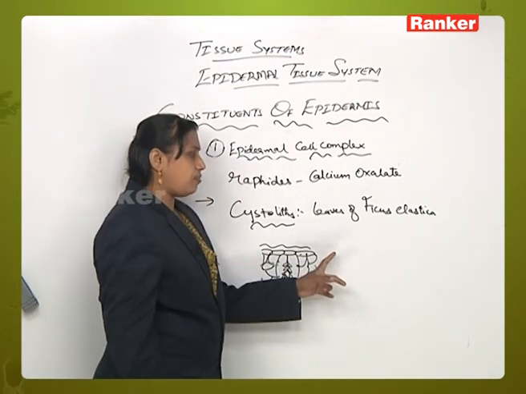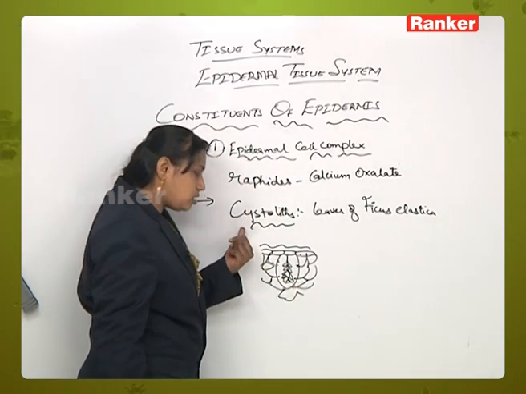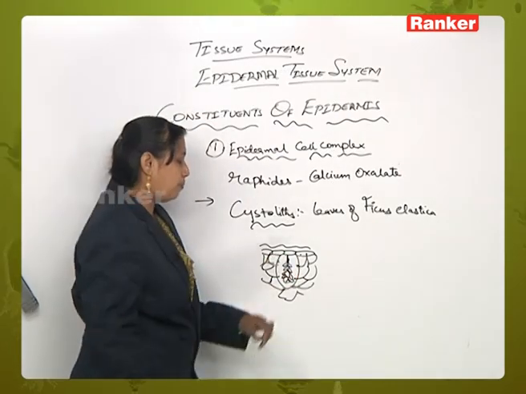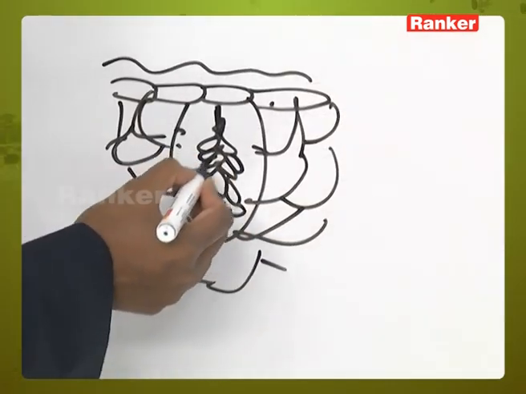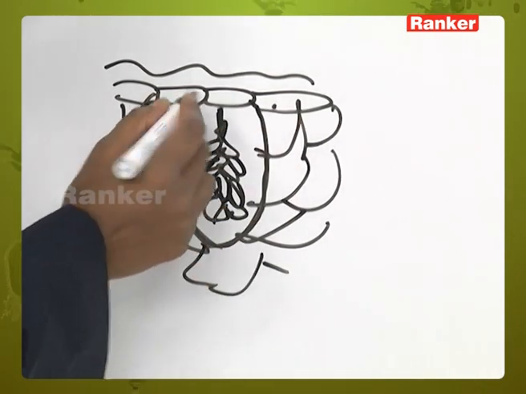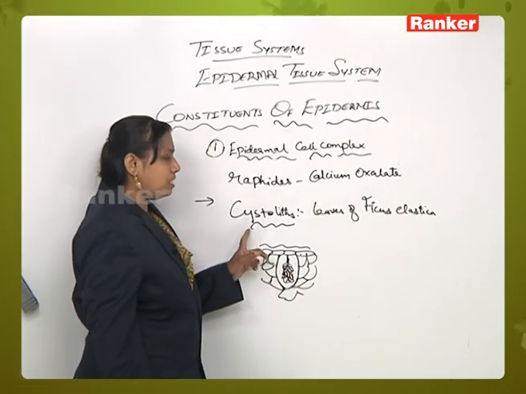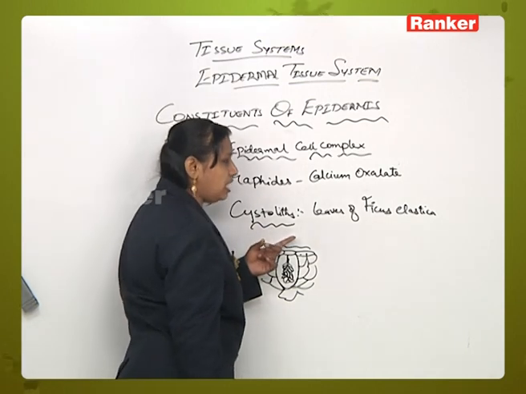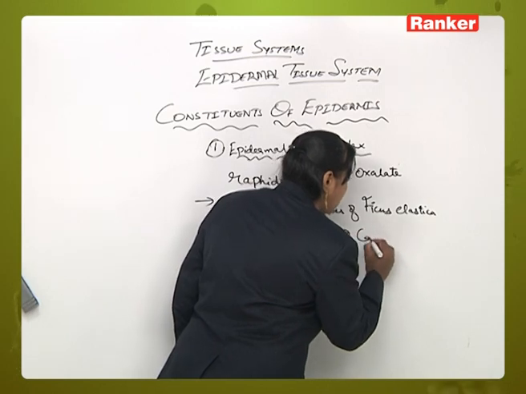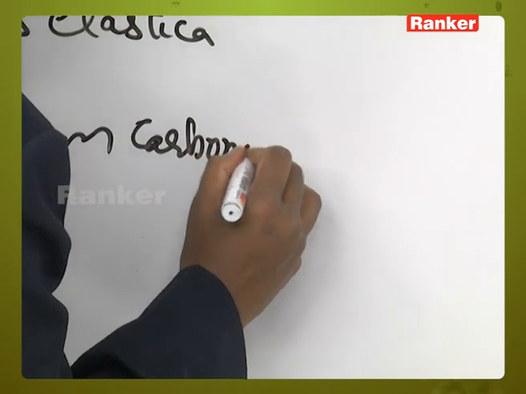For example, in the leaves of Ficus elastica, you will see the presence of special epidermal cells called cystoliths, which hang from a stalk and appear as if there is a bunch of grapes. These are normally seen in the leaves of Ficus elastica. And what are these cystoliths made up of? These are made up of crystals of calcium carbonate.